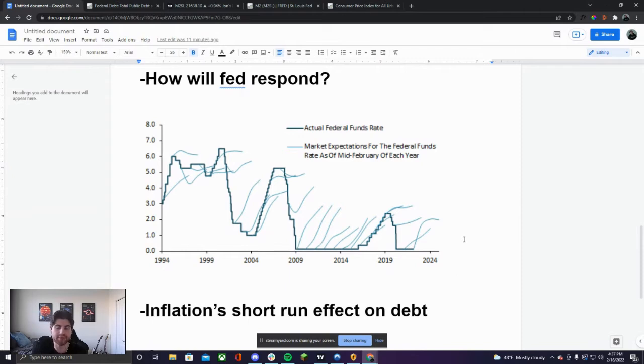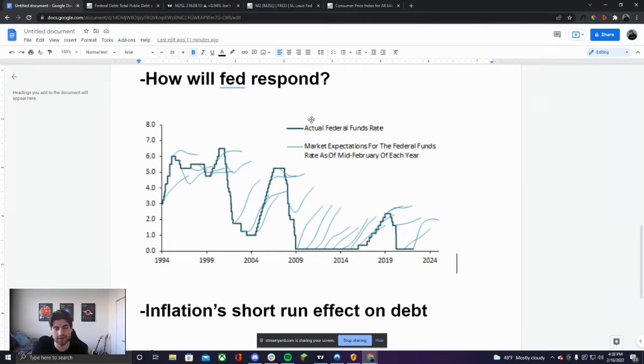Obviously, you can see it's been basically nothing from the 2009 recession and this 2020 recession that we experienced. Then all these little wisps that you see here are the market as of February of each year, what their expected rate hikes are going to be, right? Because what I said was that the market already has priced in the rate hikes in a lot of ways. We've already seen a dip in the markets in anticipation for these rate hikes.